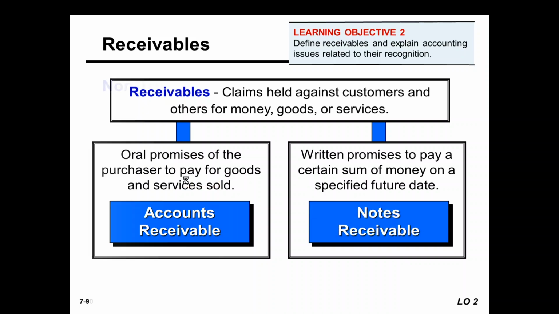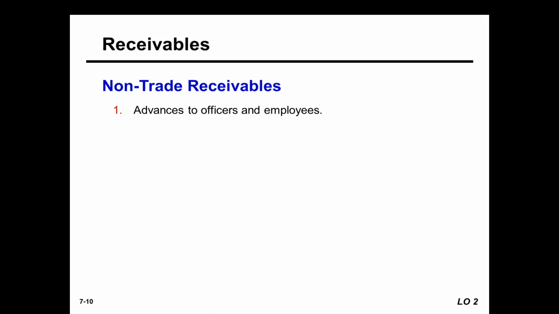Okay, and then the first one of accounts receivable is the non-trade receivables. It could be in the form of advances to officers and employees. This receivable does not relate to the trading the company does, but it is a non-trade related event, such as the first one, advances to officers and employees, for example, for their travel purposes.